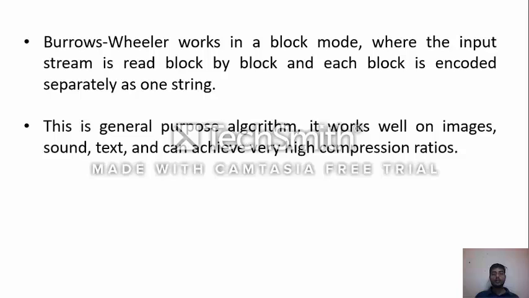Burrows-Wheeler works in a block mode, where the input stream is read block by block and each block is encoded separately as one string. This is a general purpose algorithm. It works well on images, sound, text, and can achieve very high compression ratios.